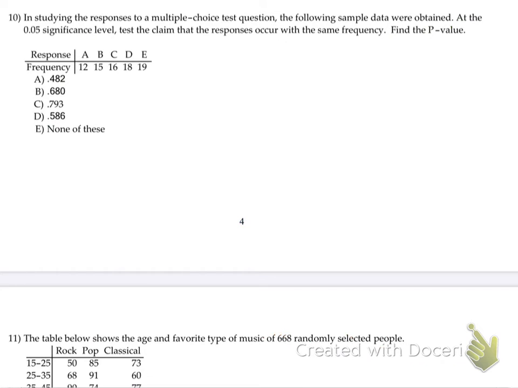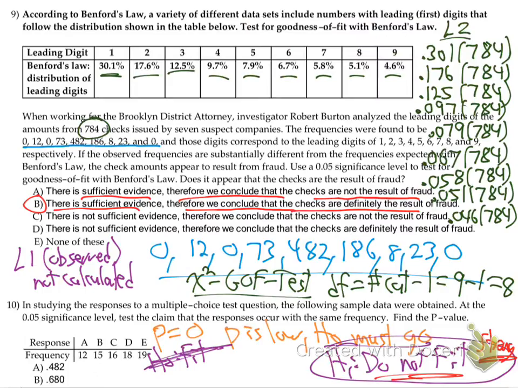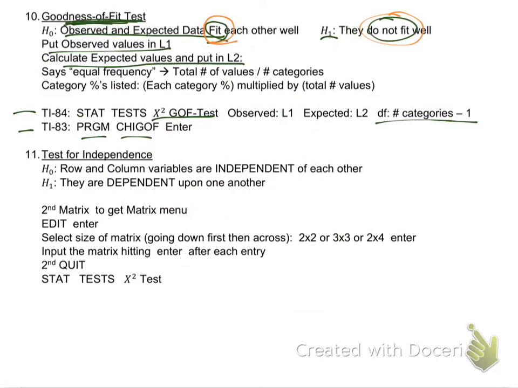Good. All right, number 10. Studying the responses to multiple choice test questions, the following sample data were obtained. At the 0.05 level, test the claim that the responses occur with the same frequency. Find the p-value. This is indeed a goodness of fit. What's the key word here? There it is. Same frequency. That's the same thing as equal frequency, isn't it? Same is equal. If you look back to goodness of fit, it has that word, right here, equal frequency. That's a goodness of fit thing. So it's equal frequency, goodness of fit.